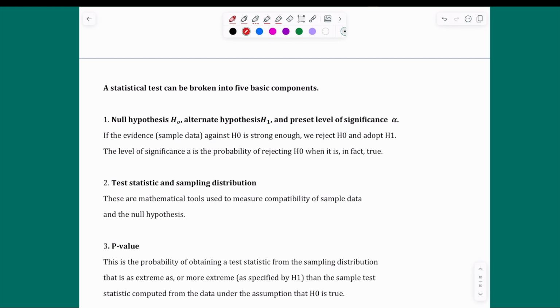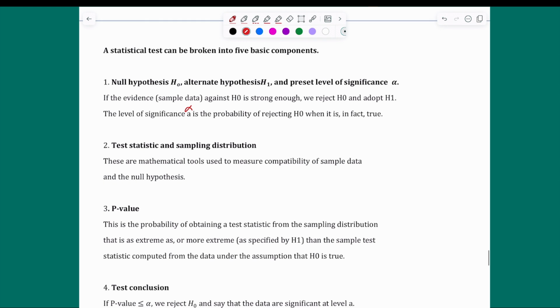All right, the last thing I want to touch on quickly here: basically what I've discussed in this video is how a statistical test, a hypothesis test, breaks down into what are called 5 basic components. So once again, the null hypothesis, the alternate hypothesis, and a pre-chosen significance level. The idea is that if the evidence of the sample data against the null hypothesis is strong enough, we reject the null and adopt the alternate hypothesis. The level of significance alpha is the probability of rejecting the null hypothesis when it is in fact true.